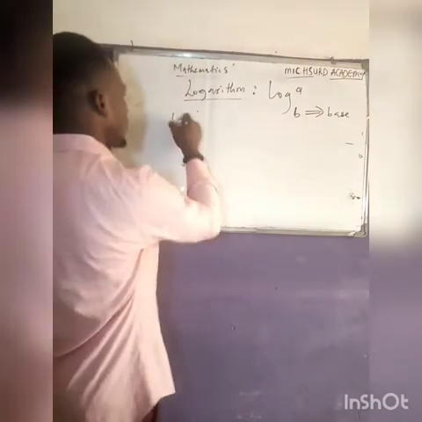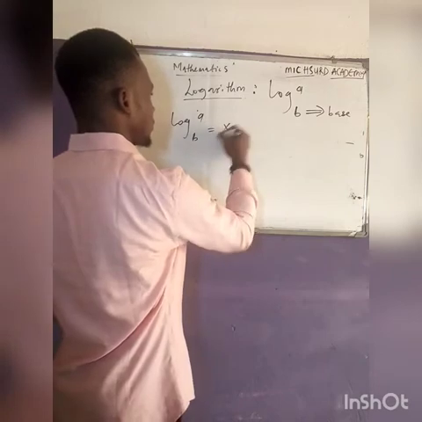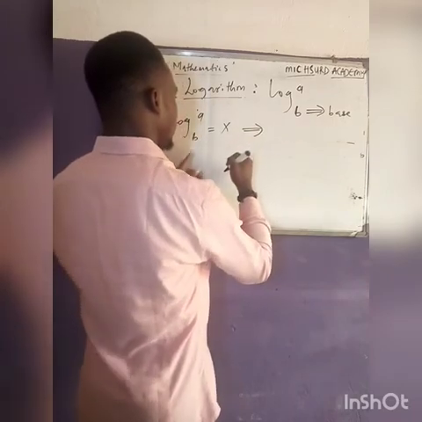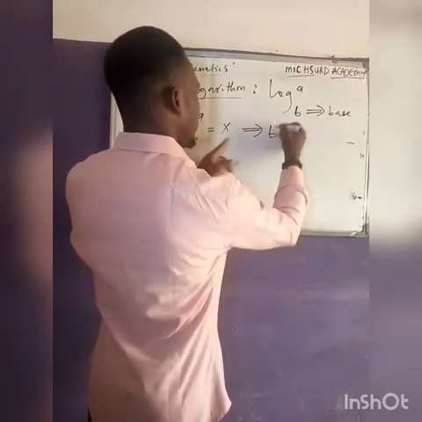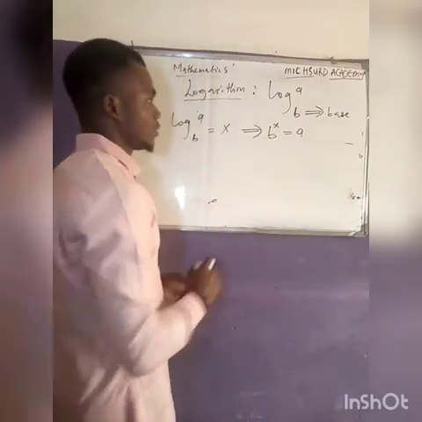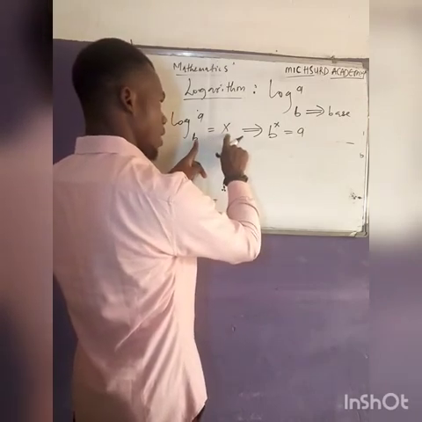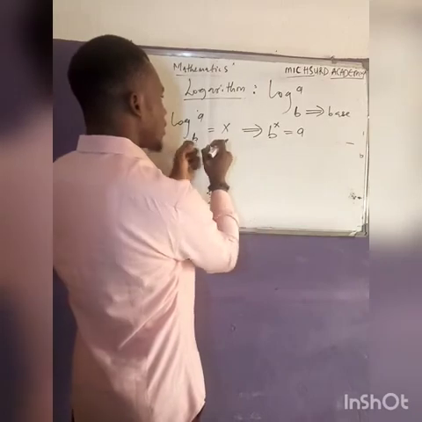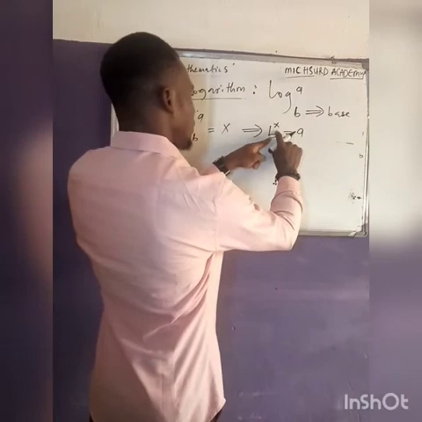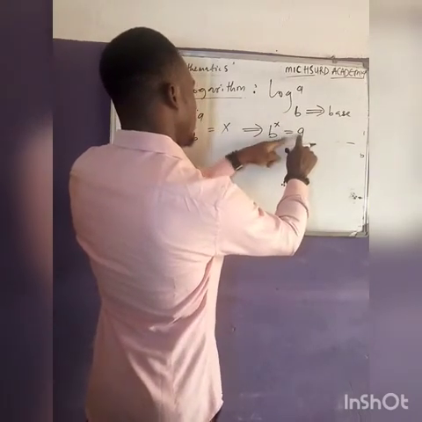If we are given log a to base b to be equal to x, then this means that we can transform it to indices by writing b raised to power x is equal to a. So it's quite simple. What we do is we try to do as if we cross multiply, but not directly cross multiplying, because at the end b becomes the base and this other one here becomes the power. Then everything equals to a.